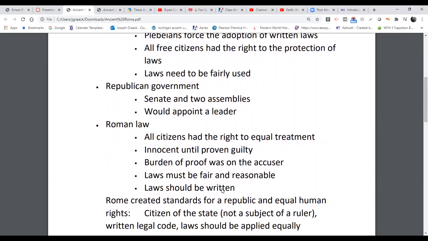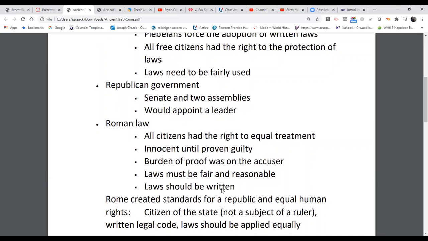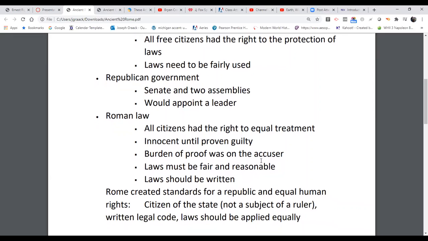Now, under Roman law, all citizens had the right to equal treatment. You were innocent until proven guilty, right? That's one of the tenets of our judicial system. The burden of proof was on the accuser. Laws must be fair and reasonable. So, for example, in this country, if you shoplift, or let's say that you run a red light, the penalty for running a red light is not the death penalty. They don't chop off your hand like in some parts of the world for theft. So laws in Rome had to be fair, had to be reasonable, and the laws had to be written down. And that's where the 12 tablets came in.